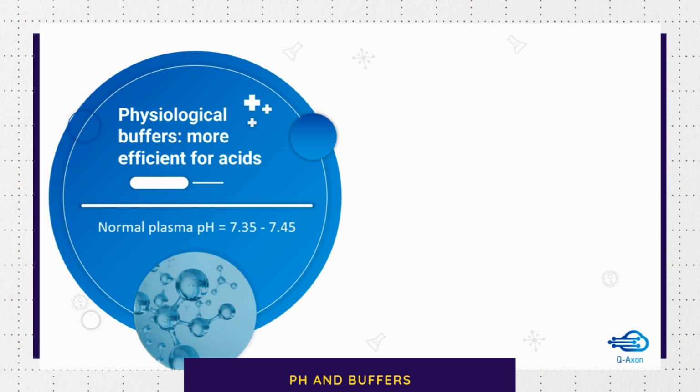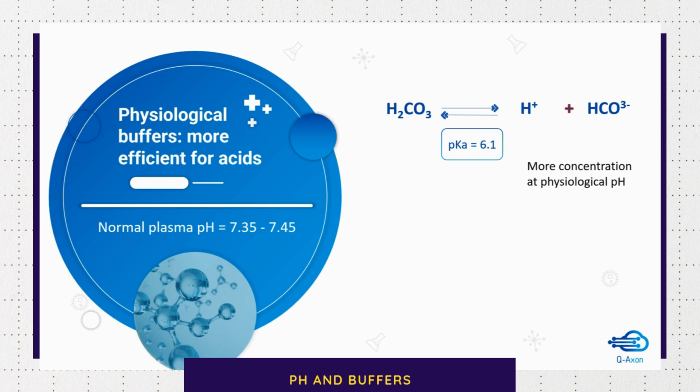So, suppose H2CO3 dissociates into its ions, that is hydrogen ions and bicarbonate ions, and the pK is 6.1. That means the concentration of these dissociated ions will be much more. Whenever the pK is less than the pH, we get more dissociated ions. So, obviously they will combine with the hydrogen ions which are released by the acids, and H2CO3 will form.